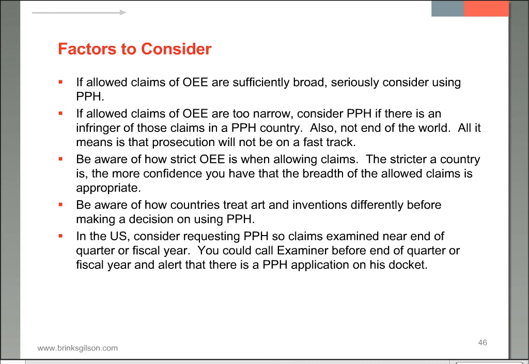Also, be aware of how strict the OEE is when allowing claims. The stricter a country is, the more confidence you have that the breadth of the allowed claims is appropriate. Be aware of how countries treat art and inventions differently before making a decision on using a PPH. In the U.S., consider requesting PPH so claims are examined near the end of the quarter or fiscal year. You could call the examiner before the end of a quarter or the fiscal year and alert that examiner that there is a PPH application on his or her docket. And for some examiners, that might be enough to get a notice of allowance for that case.